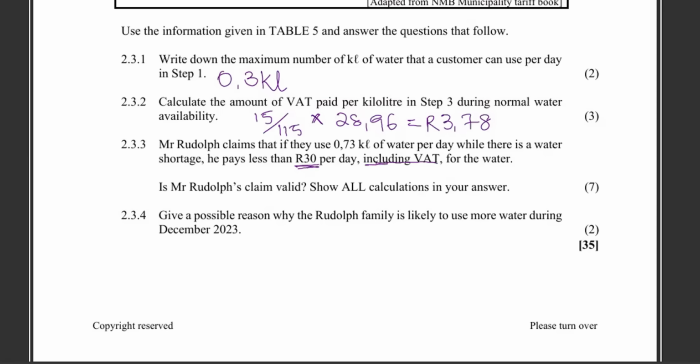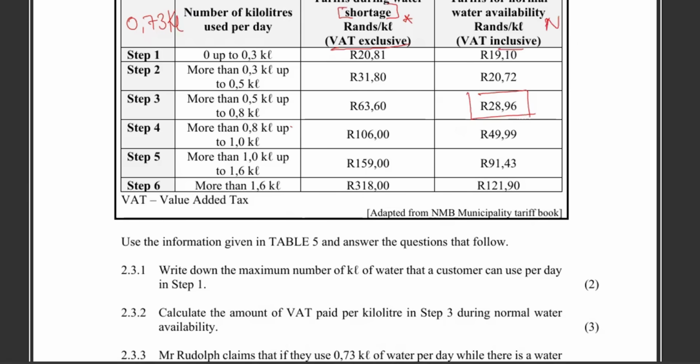Including VAT, first and foremost, we need to find the cost. So I'm looking at this 0.73. It's going to stop at step number 3. Why? It has not exceeded 8. So it's going to use step 1 fully and step number 2 fully. When you use step number 1 fully, he has used 0.3 kiloliters. Kiloliters times the amount of money per kiloliter. Here it's going to use from 0.3 to 0.5, which is 0.2. I have just subtracted 0.5 minus 0.3.